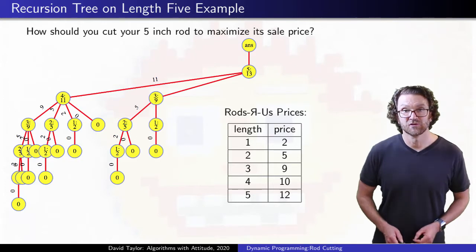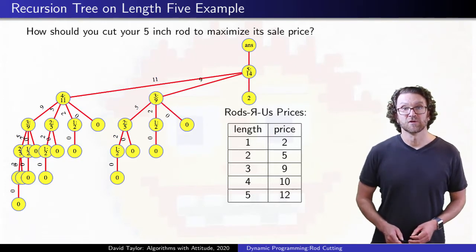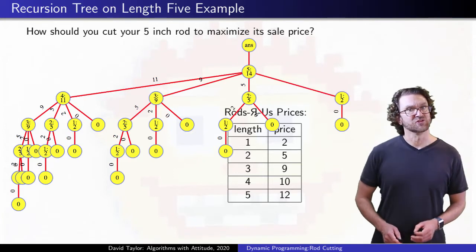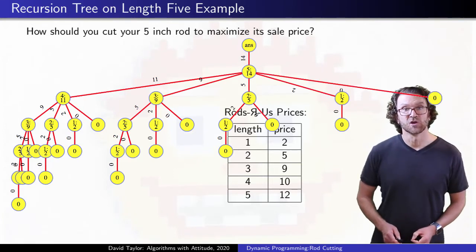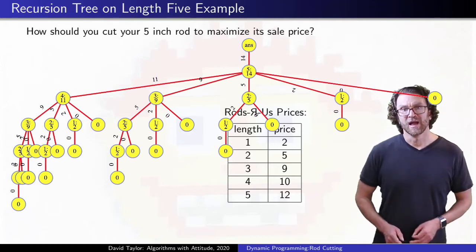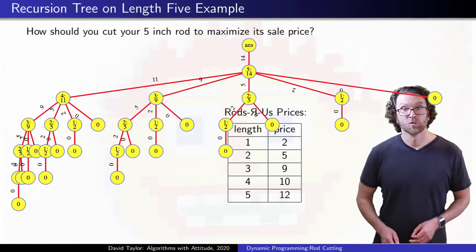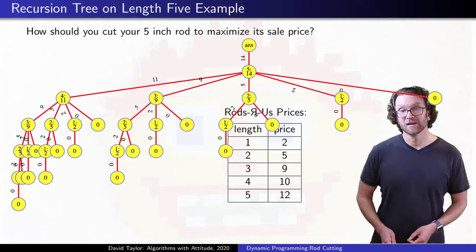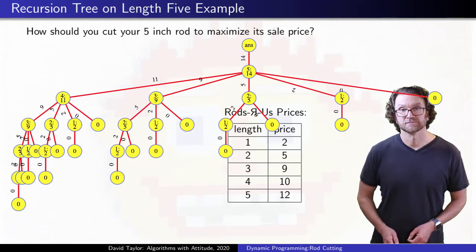Even in this small example, you can see that we solve the length 2 rod 4 times. We hit that 0 leaf 16 times, once for each possible way of cutting the rod. At each of the 1-inch marks, we can make a cut or not. So for a length n rod, there are 2^(n-1) possibilities.